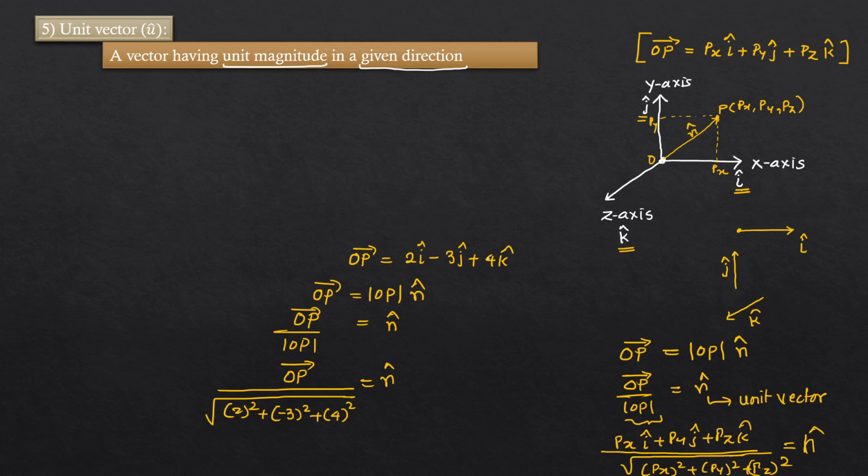Under the root, this is always positive. So if it is -2, its square is also +4. If it were -4, it would also become +16. Okay, so understood, what is the unit vector? This gives you only direction. So what is the direction of OP bar? The n cap gives you the direction of OP bar. So this is your unit vector.